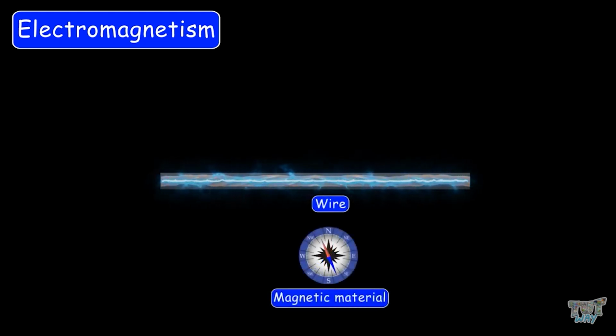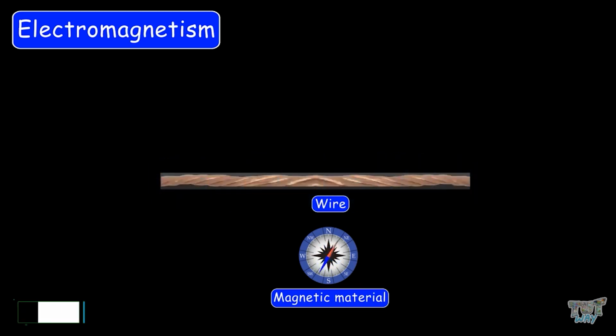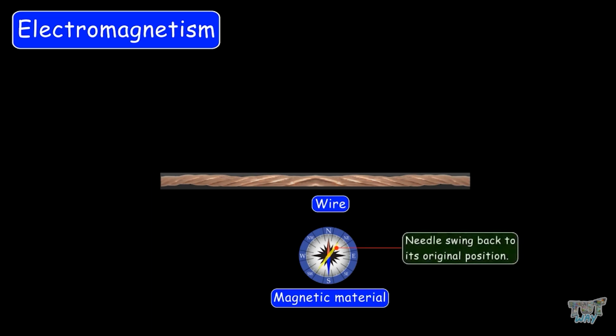There was a magnetic compass near the wire. To his surprise, the magnetic compass needle swung towards the wire. He was intrigued. Then he turned off the electric current to see what would happen to the magnetic compass needle. Upon switching it off, he observed that the needle swung back to its original position.